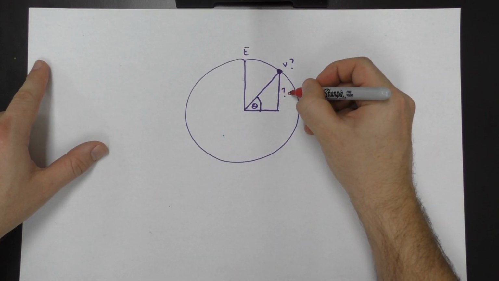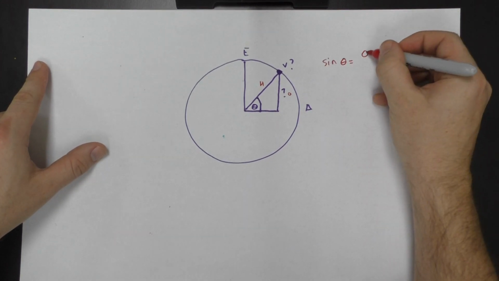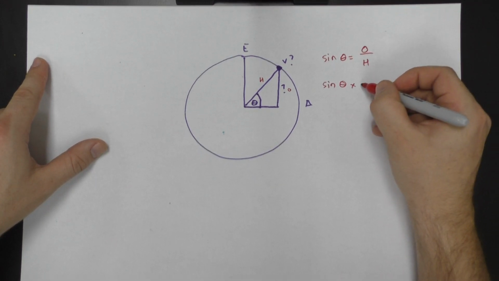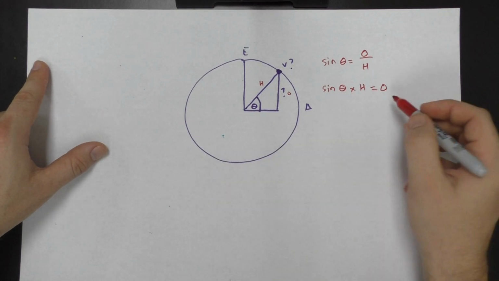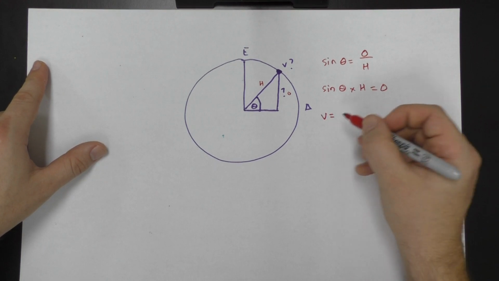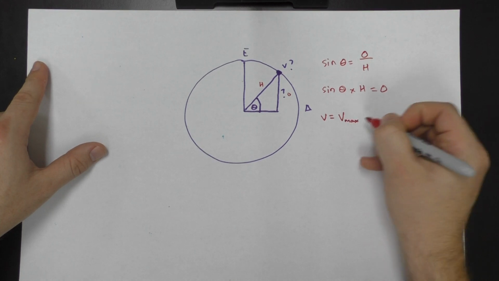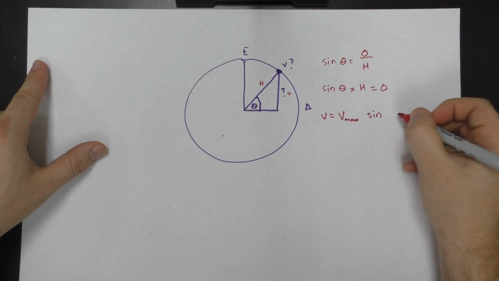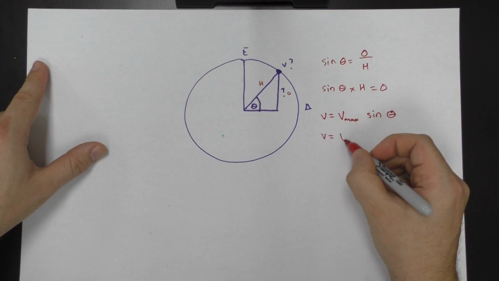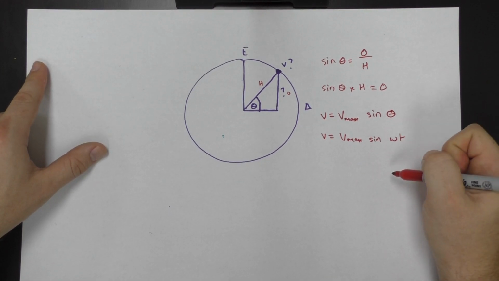We've got the opposite and the hypotenuse. And I'll remind you, sine theta equals the opposite over the hypotenuse. So sine theta times the hypotenuse equals the opposite. We swap all these round for their proper terms. We have V is equal to, H is the Vmax, sine theta. V is equal to Vmax sine omega t, because remember we can swap that out.